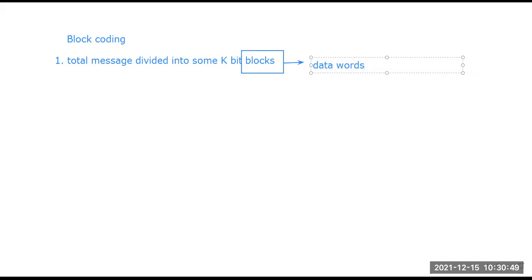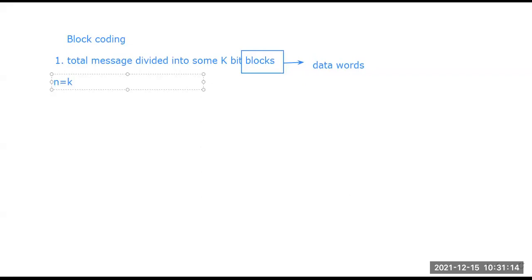So first, if we consider the length of the message as n, then before adding the redundancy bits, the length of the message is k, right? Simply because it was divided into some k-bit blocks. So the total of this we can say is the summation of all the k.